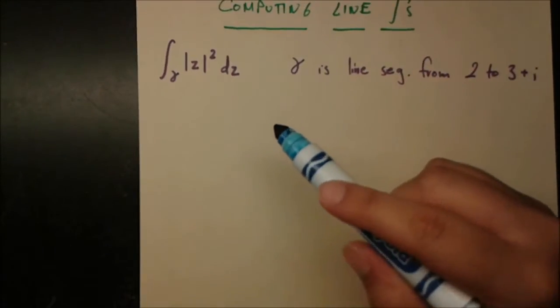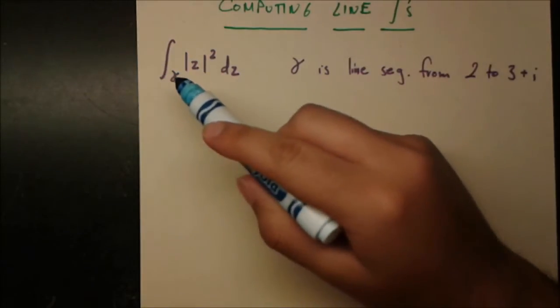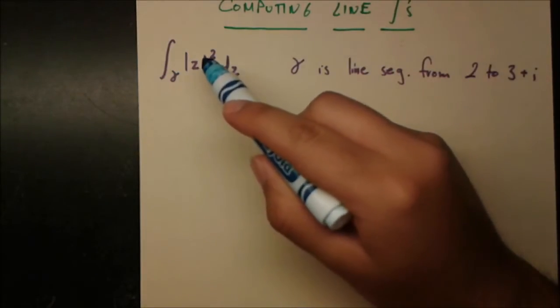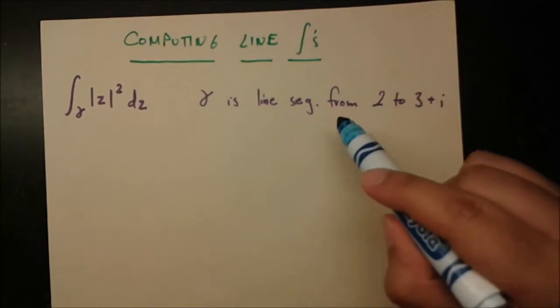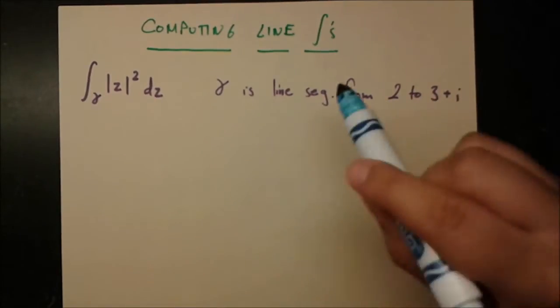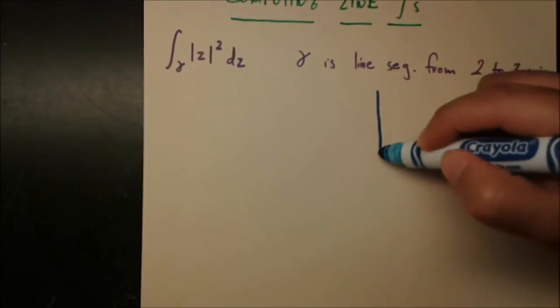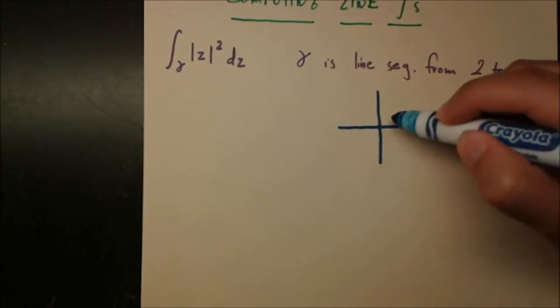So here's the integral we want to compute. We want to compute the line integral of modulus z squared on the curve gamma. And the curve gamma is a line segment from 2 to 3 plus i. So the first step always is to draw your curve. Even if you don't think you have to, just draw it.